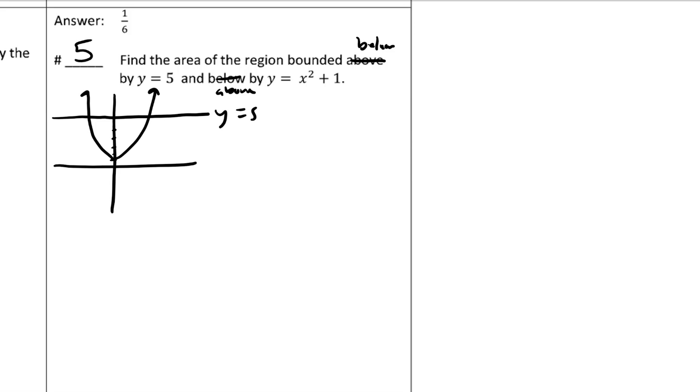So here's what y equals 5 looks like. It's a horizontal line. This is what x squared plus 1 looks like. Parabola shifted up 1. So this question is trying to get you to find this area.